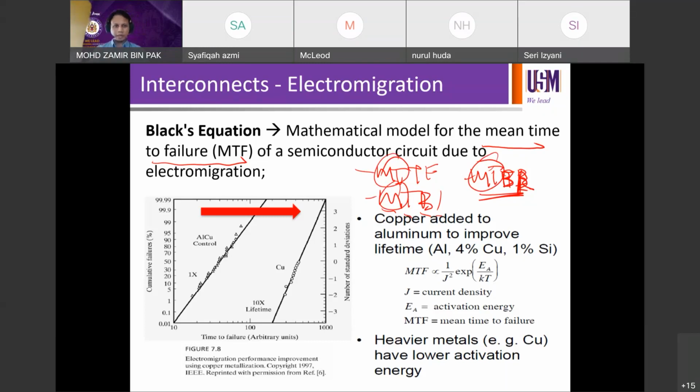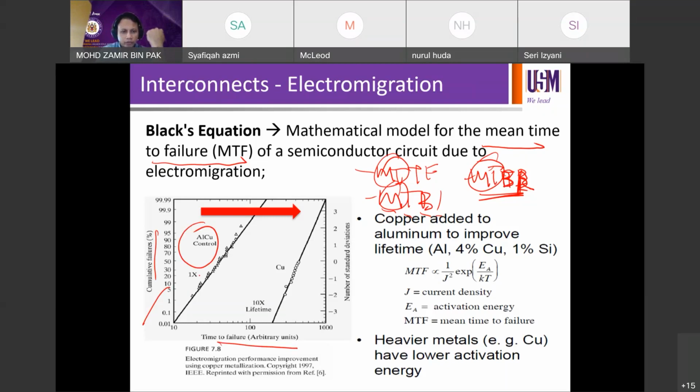So when I talk about this Black equation, we're talking about mean time to failure, the time it takes before it fails due to electromigration. For example, if you look at the graph on the left, it shows electromigration performance improvement using copper metallization. For the aluminium copper contact, the control sample, you can see cumulative failure percent on the y-axis against MTTF, mean time to failure, in arbitrary units.